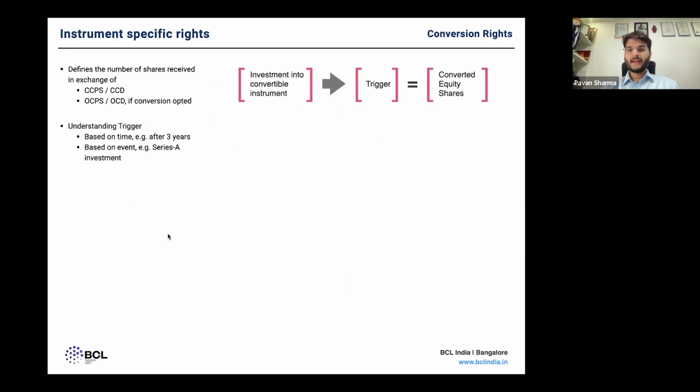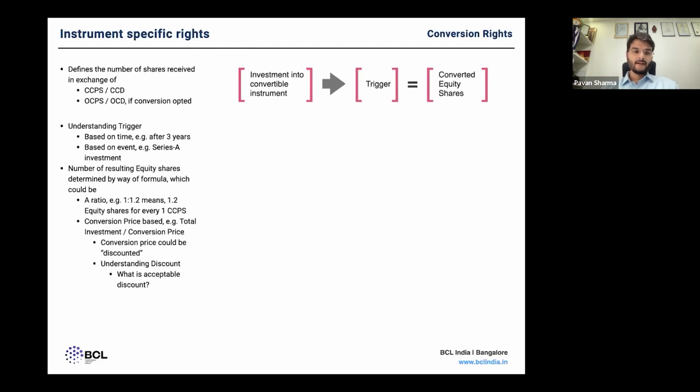Now, the trigger could be time based. For example, after the end of 3 years, I will convert the CCPS to equity shares, or it could be based on an event. For example, the next fundraise that the startup engages in, I'll convert my CCPS into equity shares. There is a way by which you can calculate the number of equity shares you get for every preference share that the investor owns.